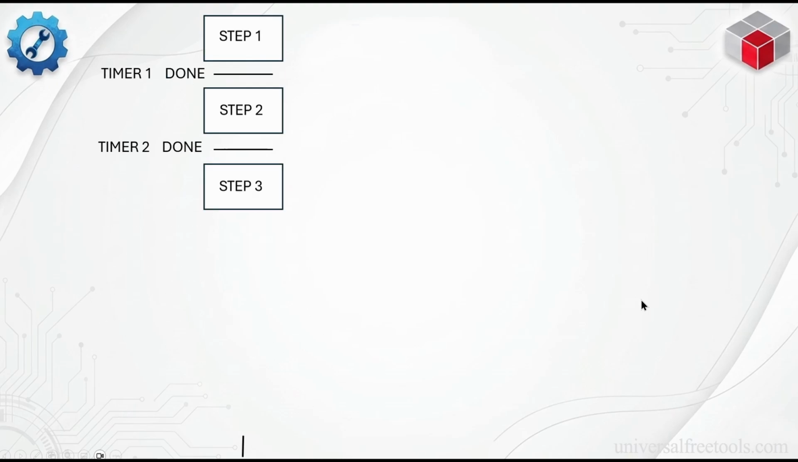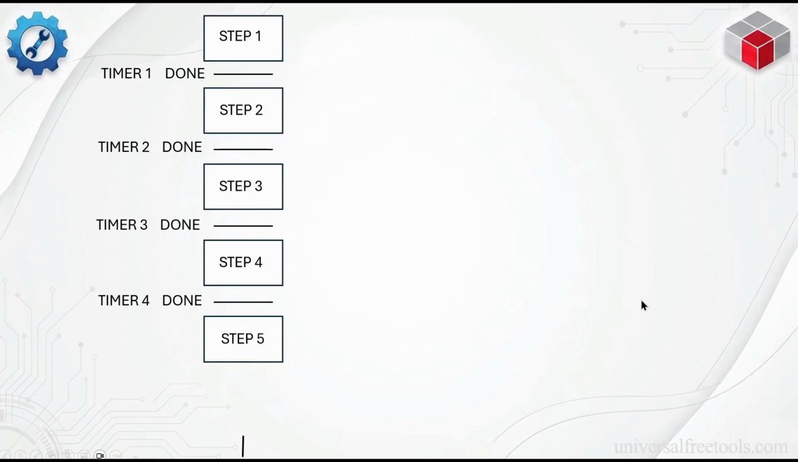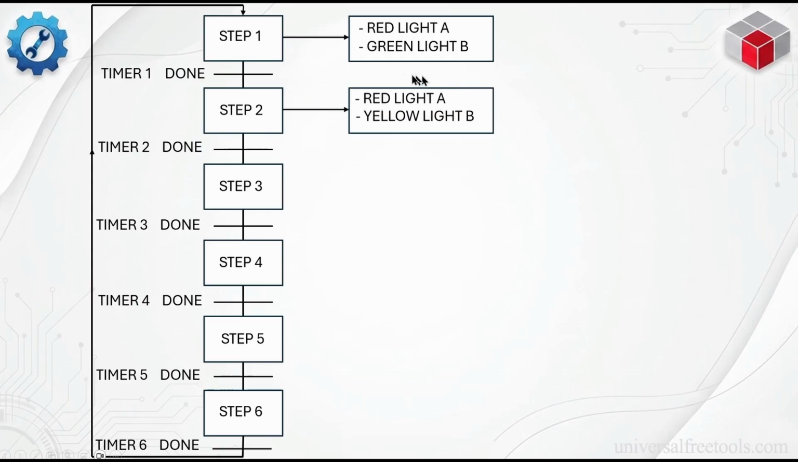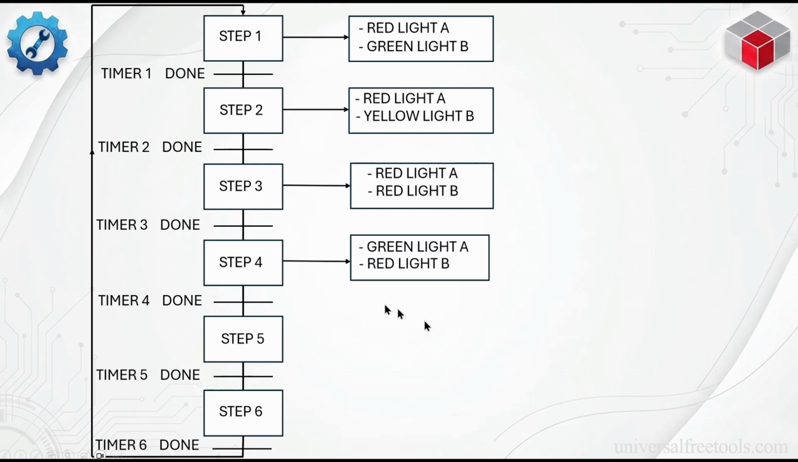This chart helps us to define the transitions, which are our timers. When timer 1 is done, we move to step 2, and the same way when timer 2 is done, we move to step 3. And we will continue until step 6, and we repeat again on step 1. As soon as we are on step 1, we will light red light A and green light B. And on step 2, we turn on red light A and yellow light B. And we continue as we explained on the previous slides. This sequential function chart helps as a visualization of steps on our next project. It will be more complex.